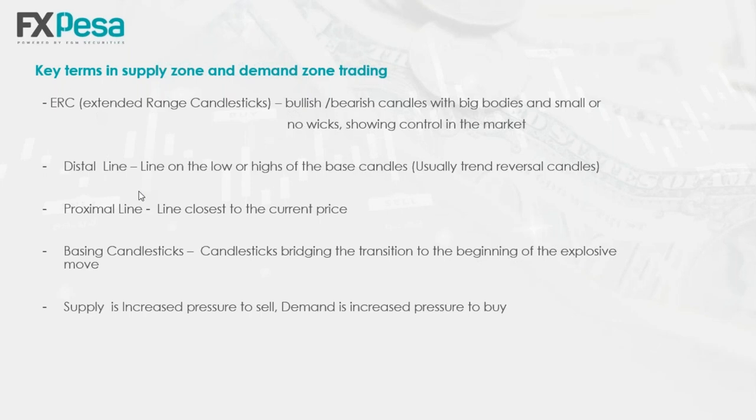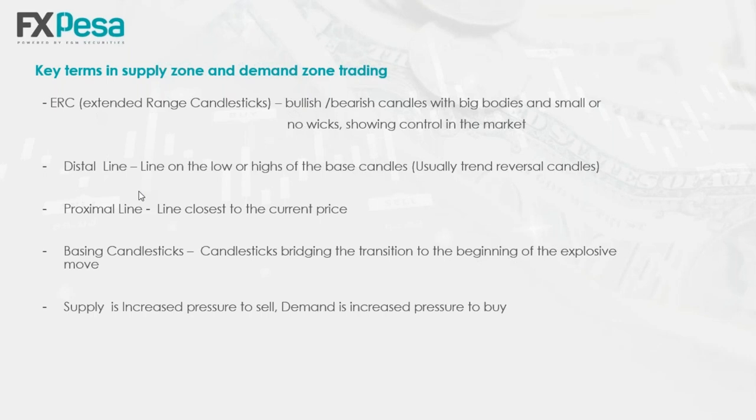At demand zone, it is drawn along the tip of the candlestick that is on the lower side. So the candlestick that has the longest wick on the lower side along demand zone, that is where you place your distal line in order to mark your demand zone.